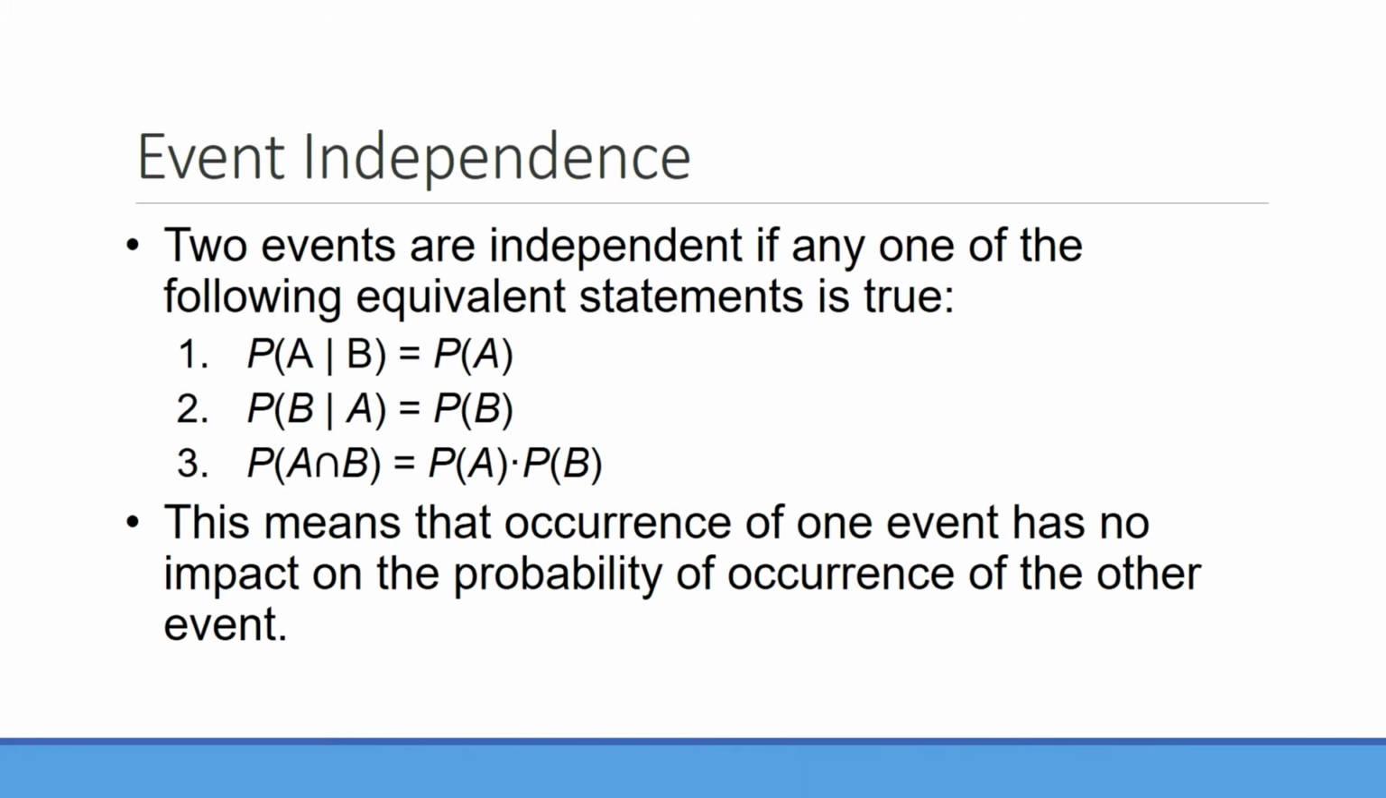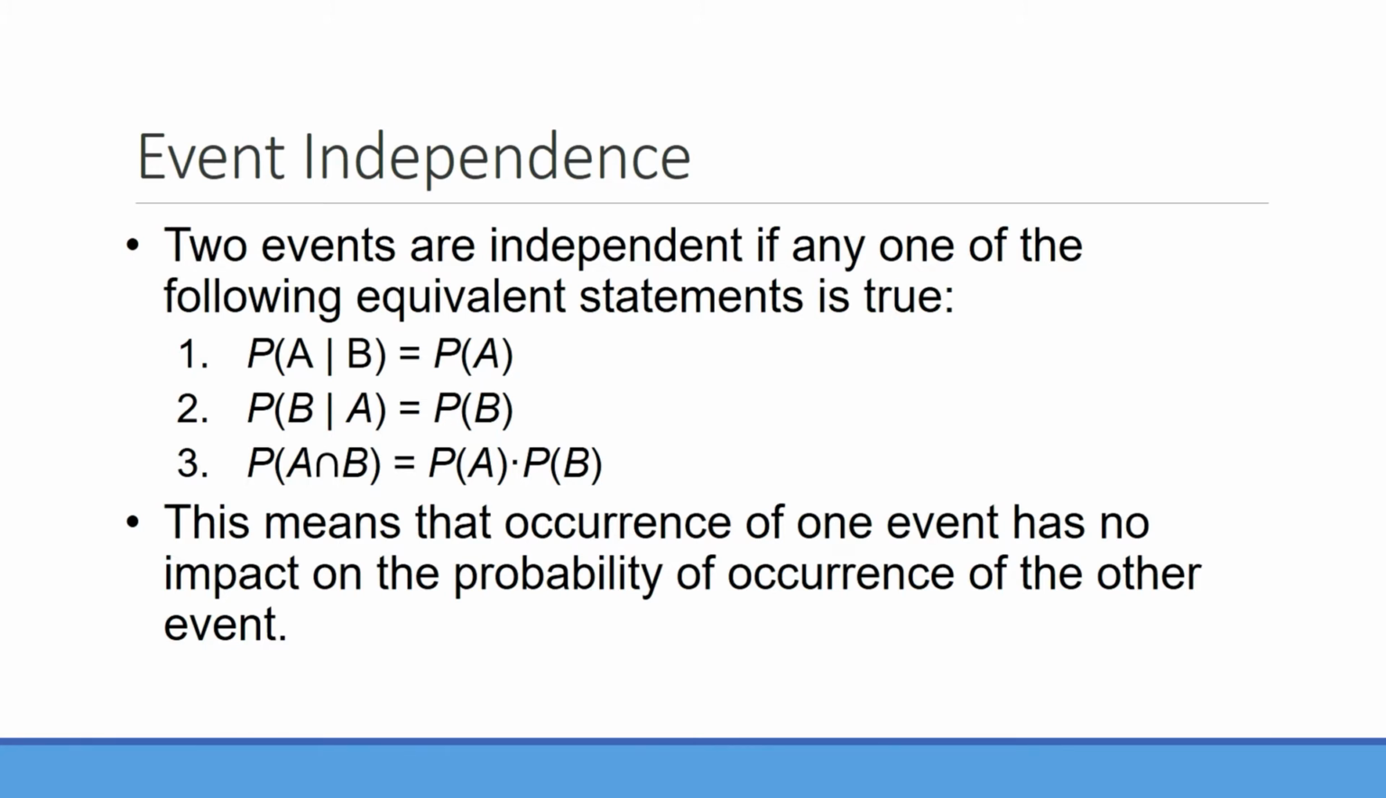Two events are independent if any one of the following equivalent statements is true. The probability of A given B is equal to the probability of A. What that means is that B occurring does not affect A. Number two, the probability of B given A equals the probability of B. Again, same type of idea here. The fact that A occurred did not affect the probability of B.